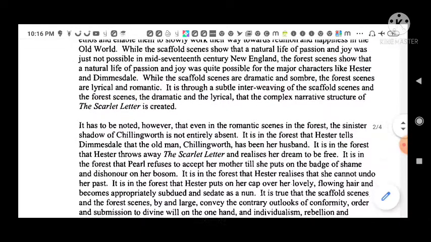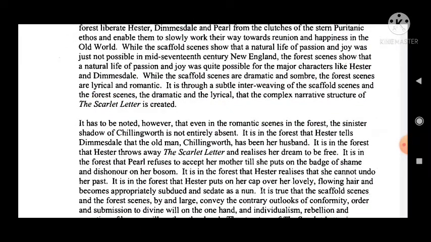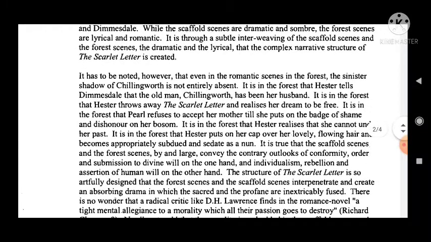Then it is through a subtle interweaving of the scaffold scenes and the forest scenes, the dramatic and lyrical, that the complex narrative structure of The Scarlet Letter is created. It has to be noted, however, that even in the romantic scenes in the forest, the sinister shadow of Chillingworth is not entirely absent.